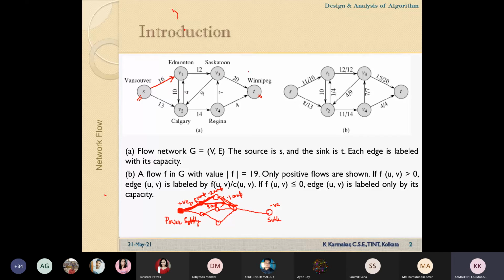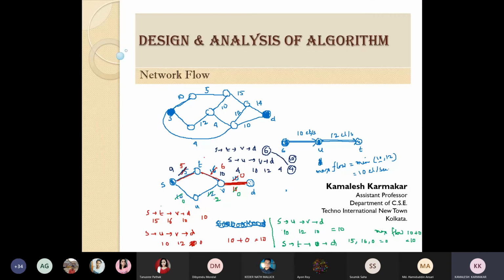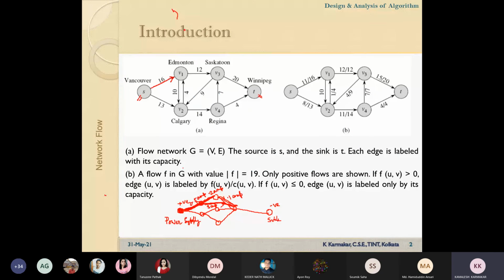Okay, now in the second graph we represent that. In the earlier case, what we have done is we have just crossed out the numbers and marked the 5 as the remaining capacity of the link. So here, instead of just crossing the value, we are representing it in this way.